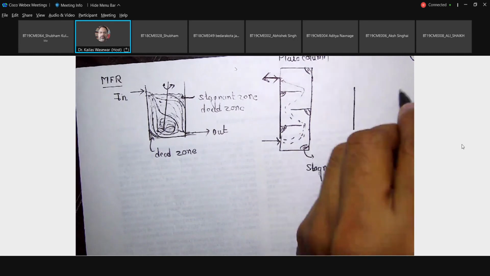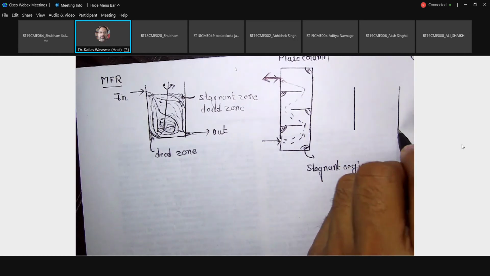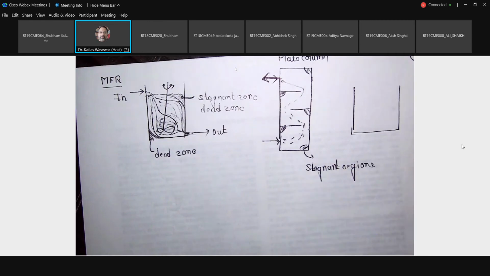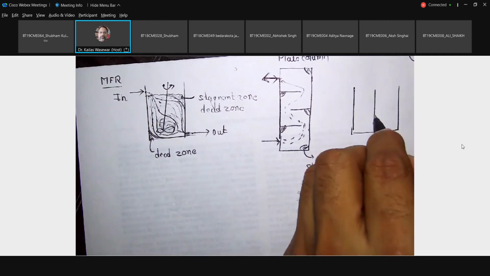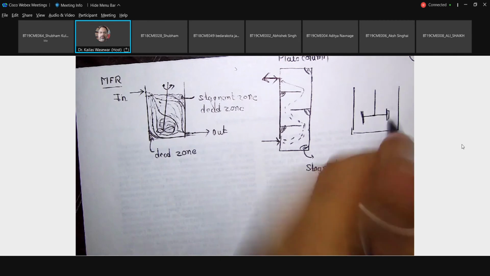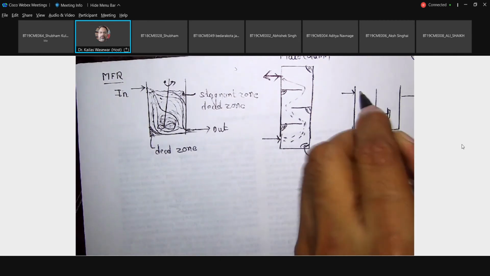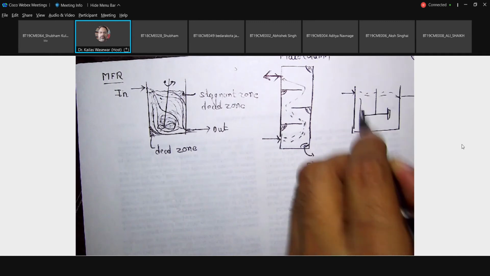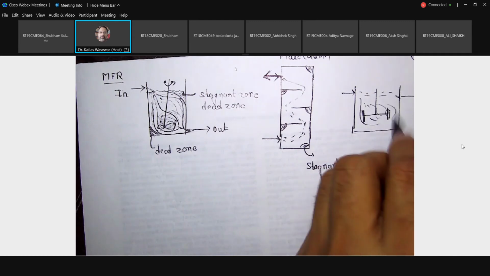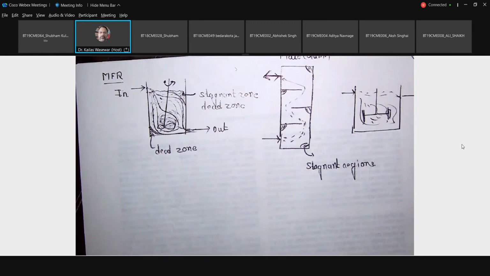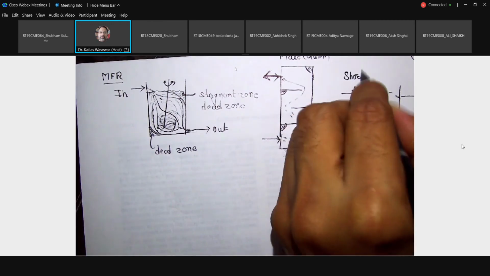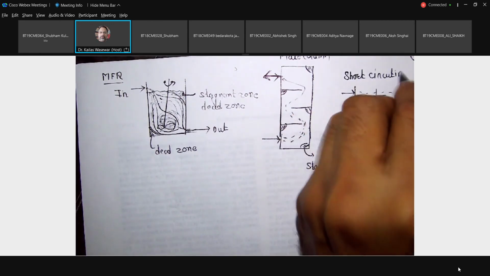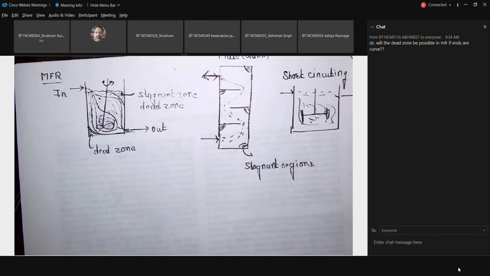Similarly, there may be a kind of short circuiting. That means the fluid goes directly to the exit. Suppose this is a kind of dual impeller inlet, and suppose here it is the outlet. Some of the fluid will go directly to the exit without having the mixing or any kind of reaction. So this we can say is a kind of short circuiting. Then there is also channeling.